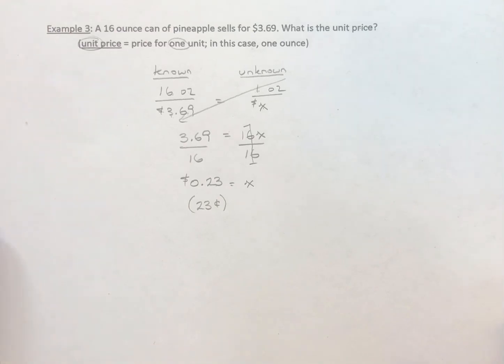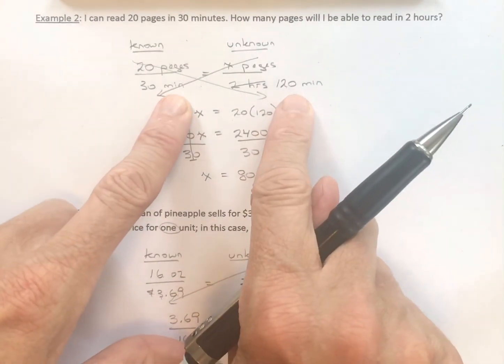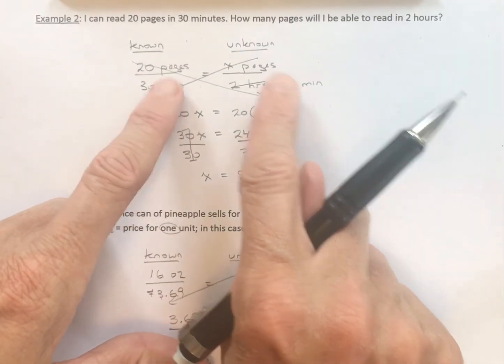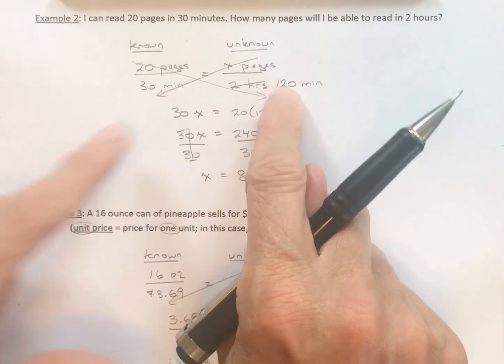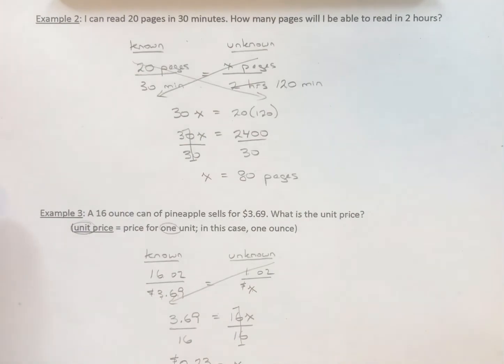Excuse me. Proportions and the value of their cross products. Brief reminders, make sure your units are equivalent. Make sure you're always dealing with the same units. And once you've set up your known and your unknown ratios, it's cross products to the rescue.